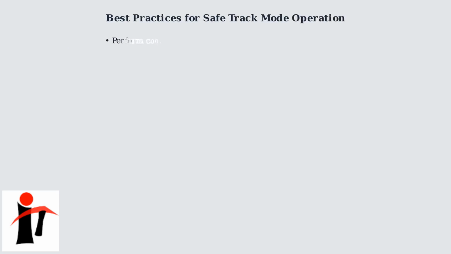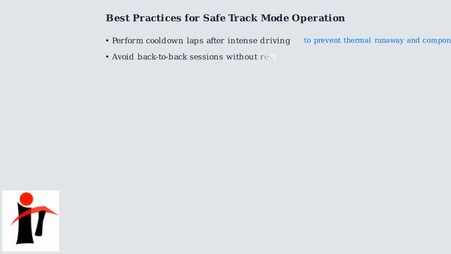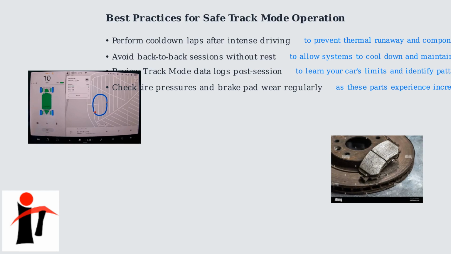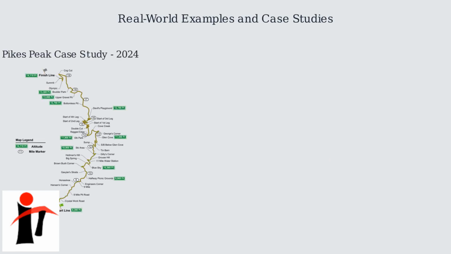To ensure safe operation in track mode, always perform cool-down laps after intense driving to prevent thermal runaway and component damage. Avoid back-to-back sessions without allowing the car to rest and cool down, maintaining system efficiency and longevity. Track mode logs data for post-session review, helping you learn the limits of your car and optimize future sessions. Regularly check tire pressures and brake pad wear, as these components experience increased stress in track mode and require maintenance to prevent failures. Let's examine real-world examples to see track mode monitoring in action.